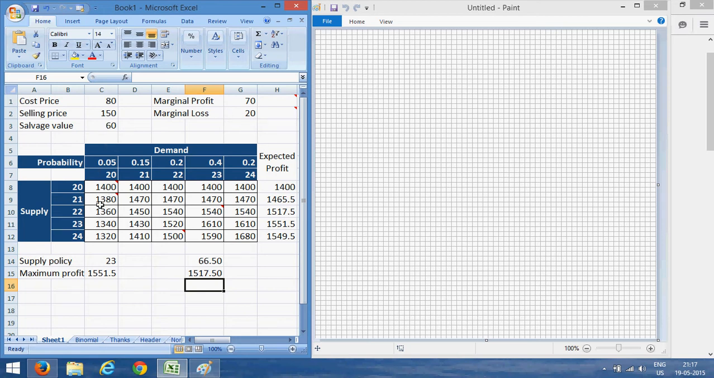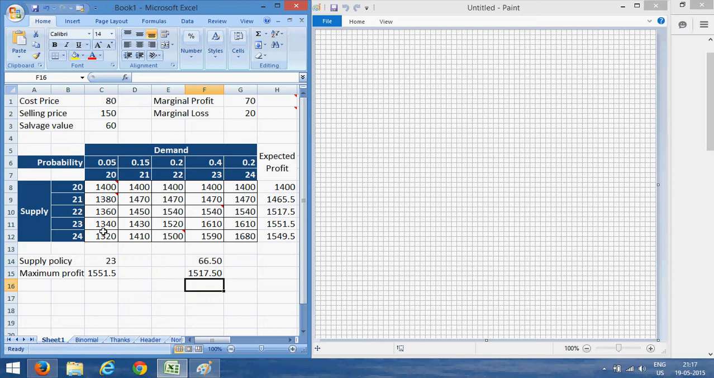The demand was discrete, it could be only these values: 20, 21, 22, 23, 24. These values here are the probabilities of the demand, 5%, 15%. These are the supply values, and the table gives us the various profit values for each demand-supply combination.